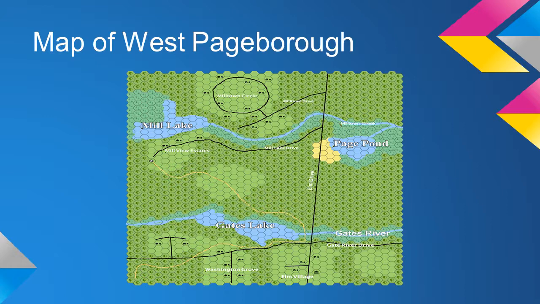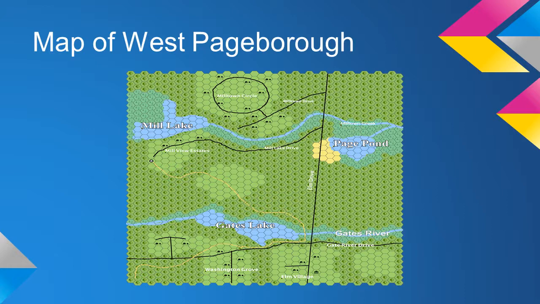So the most abundant biome in West Pageborough is the forest biome. The forest biome is represented by trees inside of a green hexagon. And then there are also the grassland and field biome. That is represented by a light green hexagon. And there is a sandpit biome, and that is represented by a yellow hexagon tile.